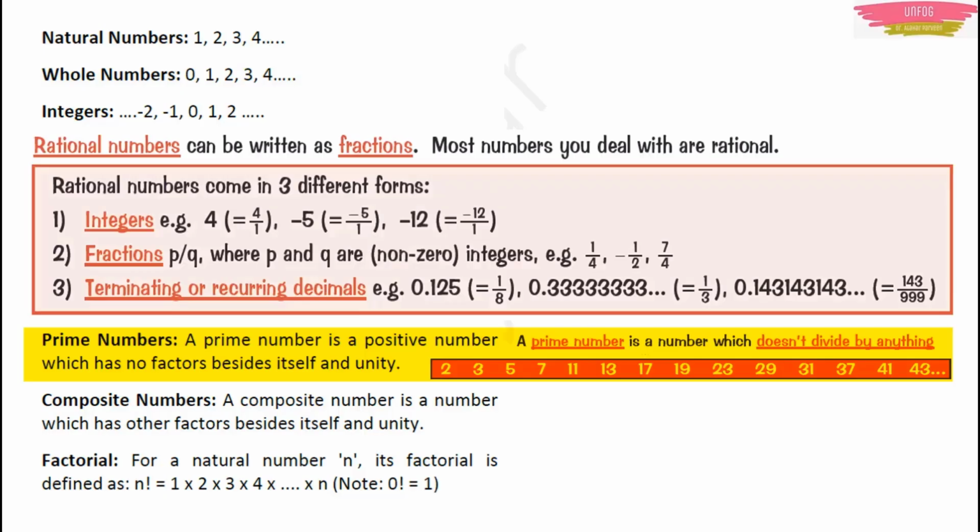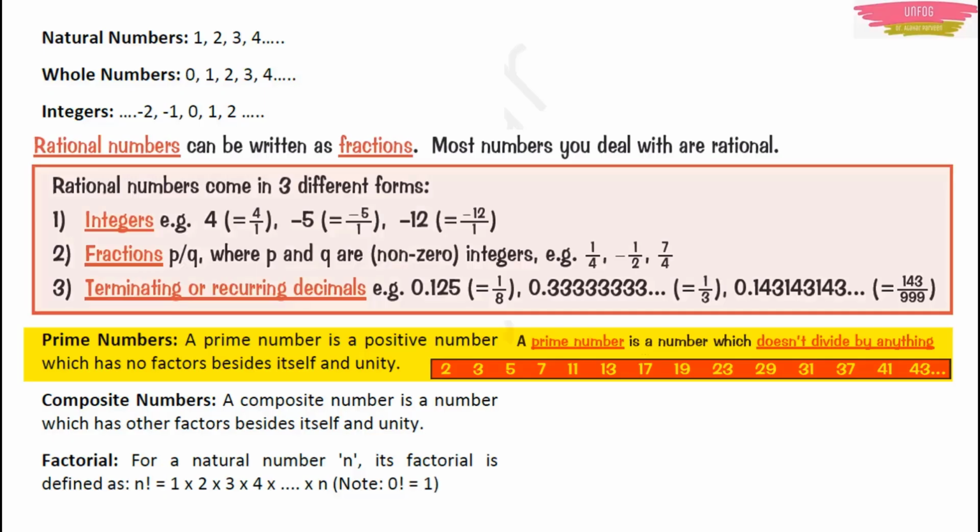These numbers don't come in any table, right? Except their own table. That means 2 ones will be 2, 3 ones will be 3, 5 ones will be 5, 7 ones will be 7. Except themselves, they will not be found in any other table. Such numbers are known as prime numbers.